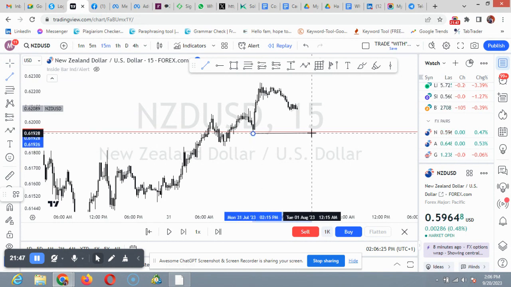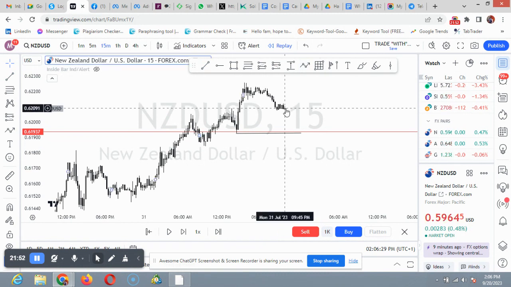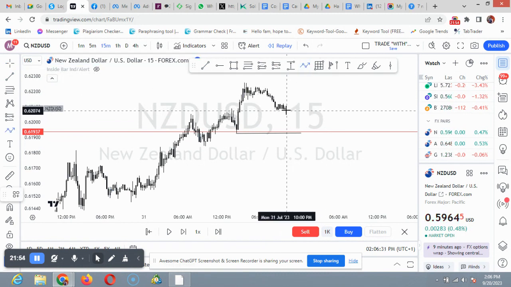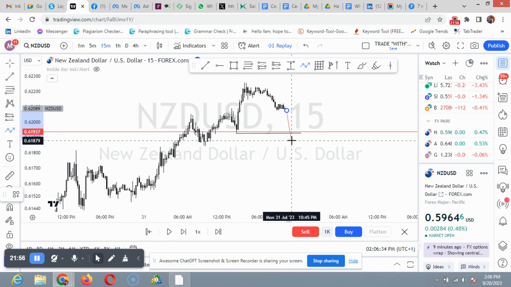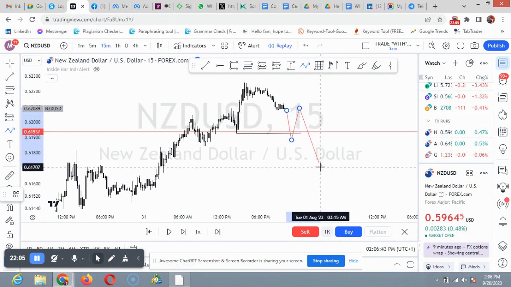So what I'm expecting right now in this trade is for this market to come all the way down like this. Once this low is taken, once it just goes below this low, then I will find an entry and I will follow it to the downside.